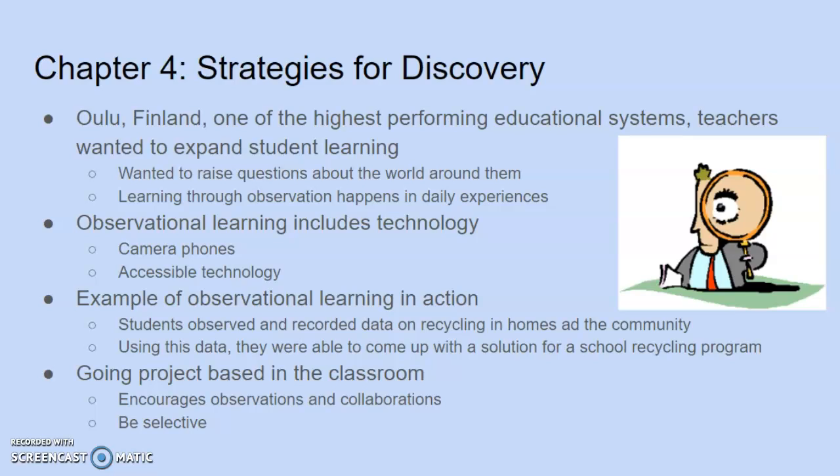Observational learning includes technology. Things such as camera phones and accessible technology could help observational learning. Example of observational learning in action: students observed and recorded data on recycling in homes and the community. Using this data, they were able to come up with a solution for a school recycling program. Going project-based in the classroom encourages observations and collaborations, but in doing so, be selective.